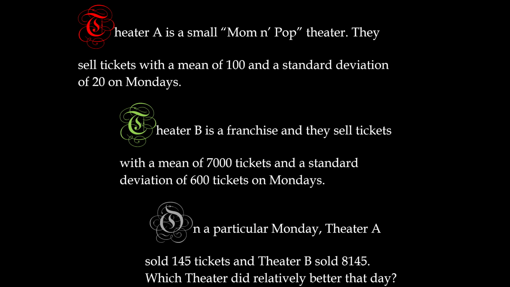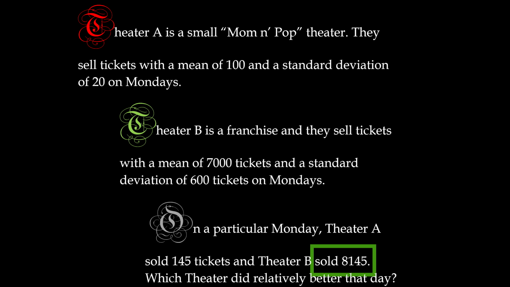Let's say that movie theater A is a small mom and pop theater, and they sell tickets with a mean of 100 tickets and a standard deviation of 20 tickets on Mondays. Theater B is a franchise, and they sell tickets on Monday with a mean of 7,000 tickets and a standard deviation of 600 tickets. On a particular Monday, Theater A sold 145 tickets, and Theater B sold 8,145 tickets. Which theater did relatively better that day?